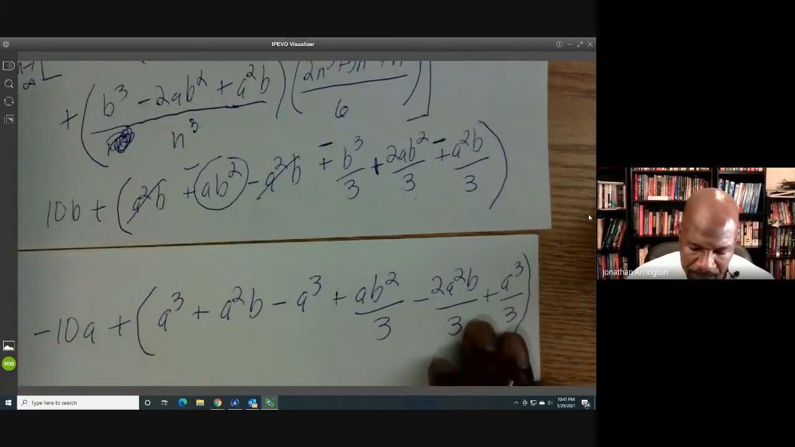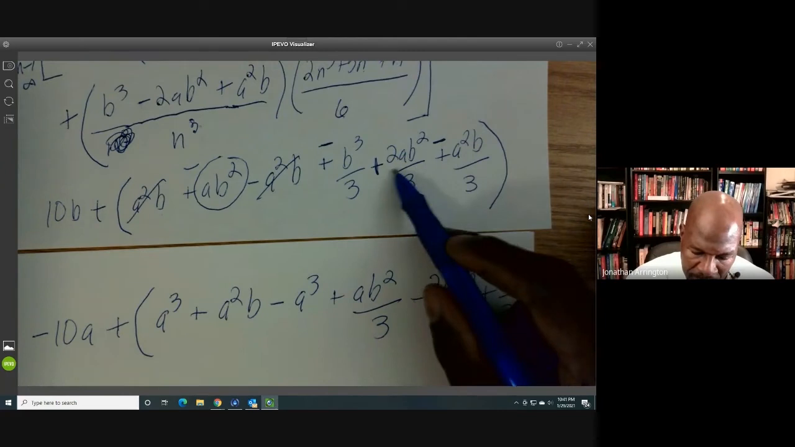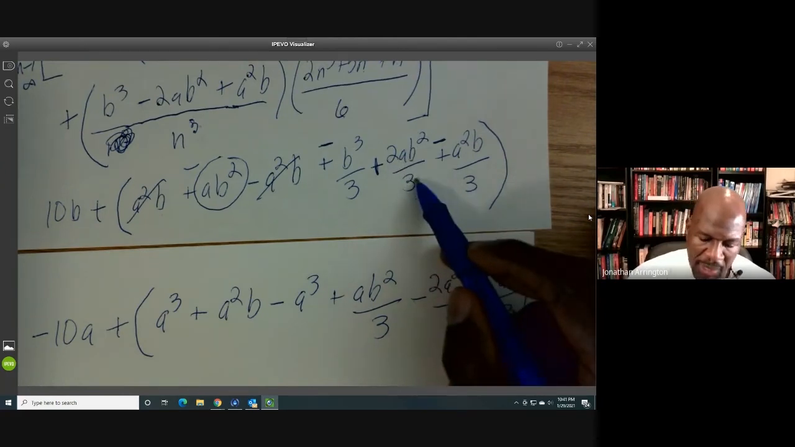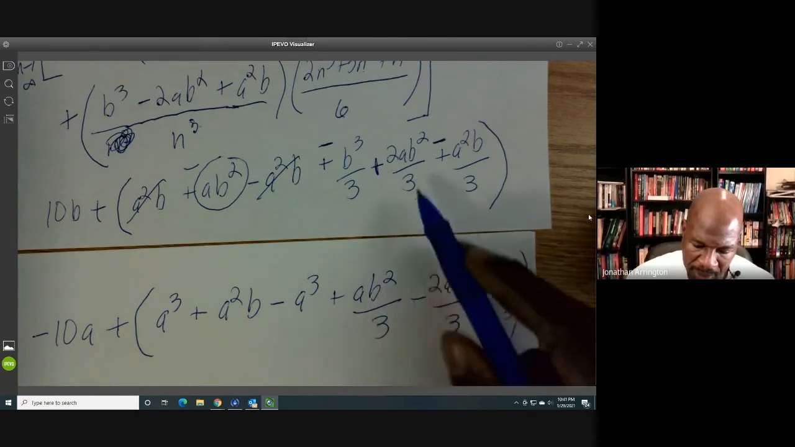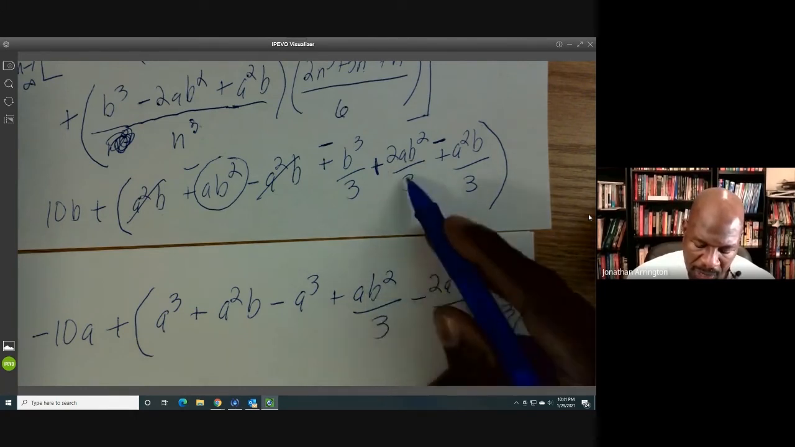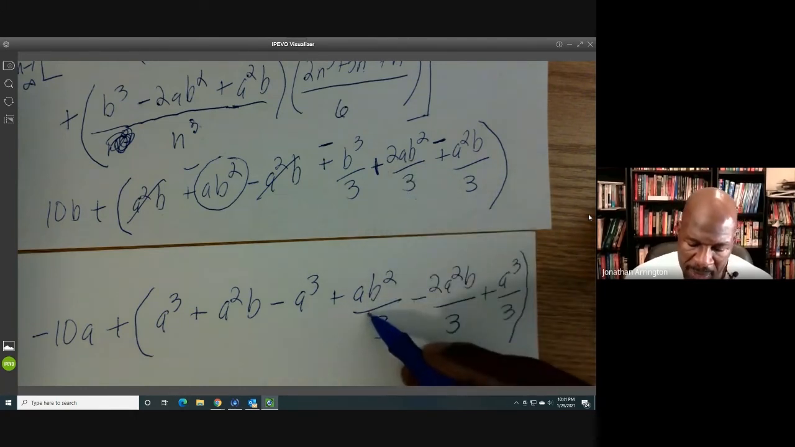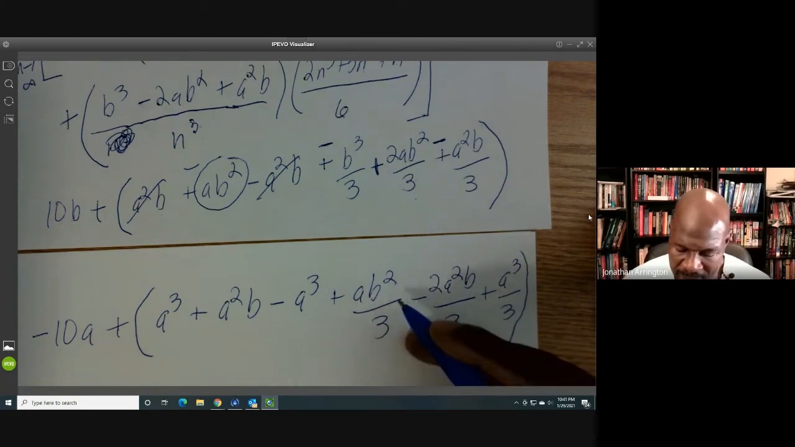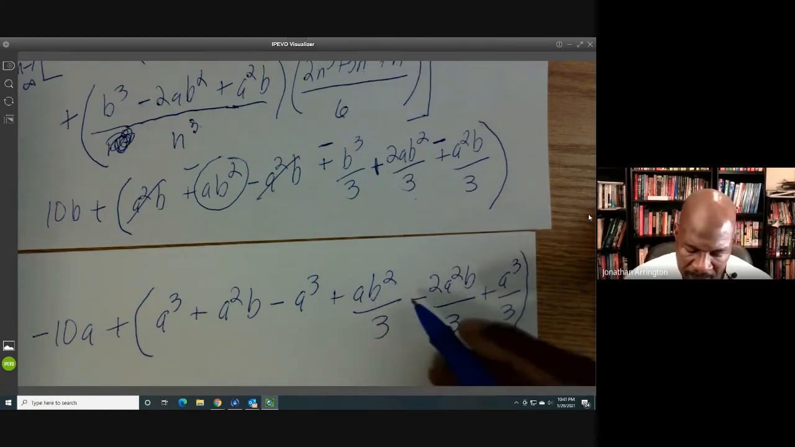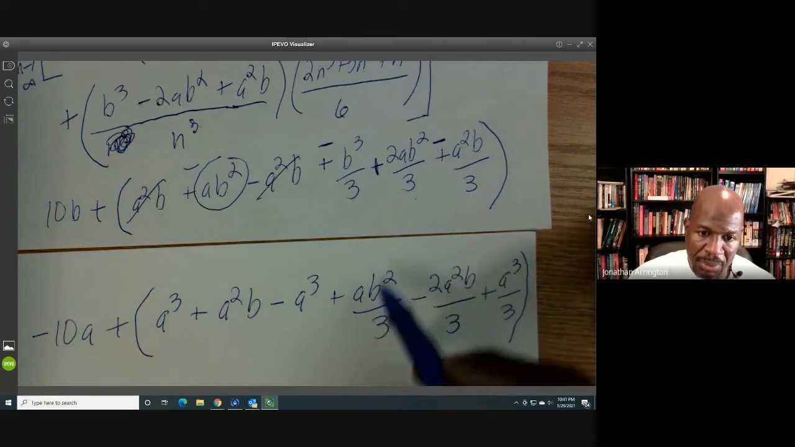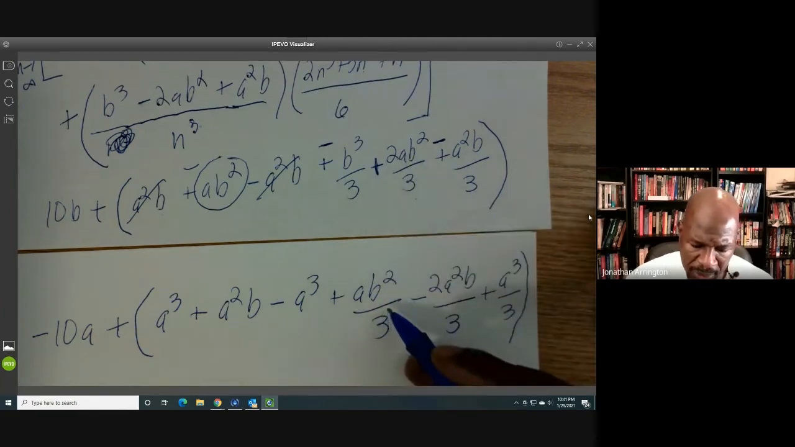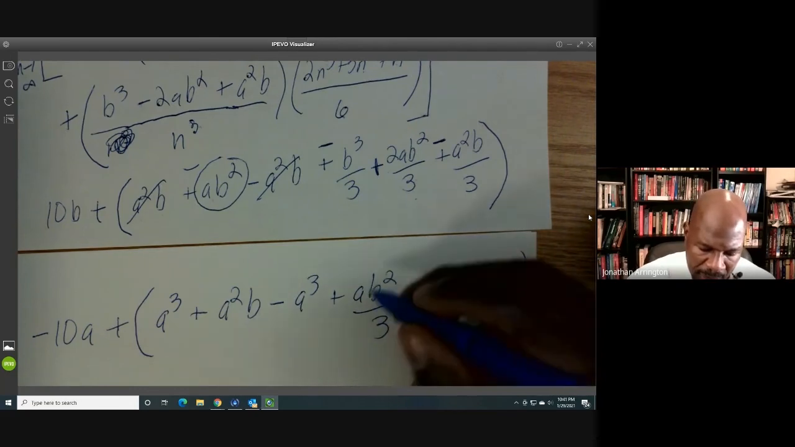All right, so I got a positive 2ab squared over 3. And here I got ab squared over 3. If you add those together, you'll get 3ab squared over 3, which is just ab squared. So these two add up to ab squared. And here is a negative ab squared. So they're going to cancel.